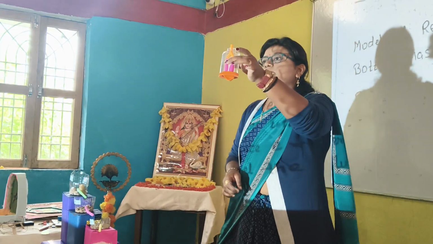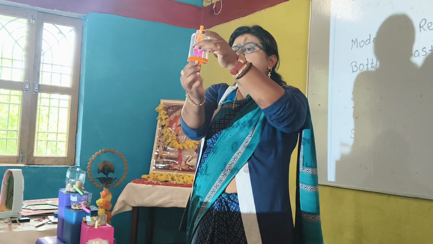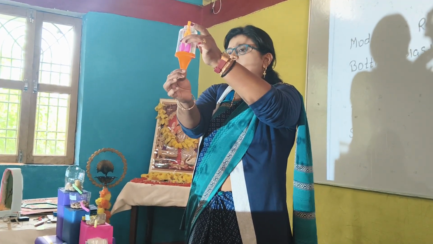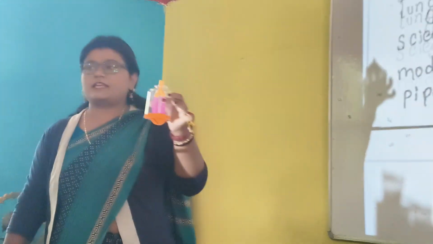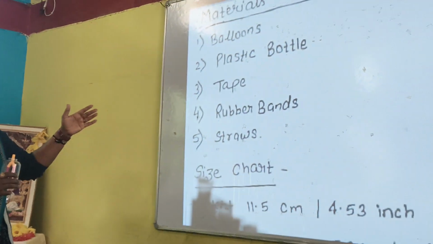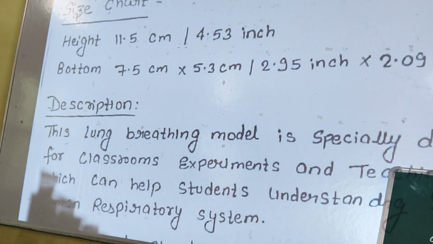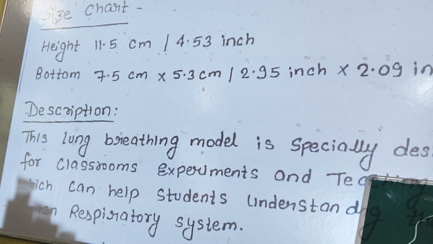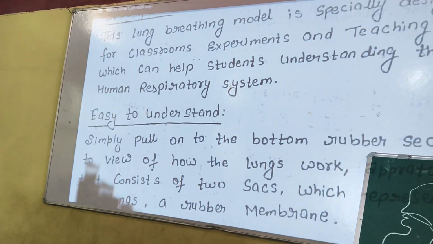This is the process of relaxation and contraction also. When we do inhalation, our lungs are like this, and when we do exhalation, our lungs relax. This is a simple experiment which anyone can do, and our students will do very well in this experiment. The materials are balloons, plastic bottle, tape, rubber band, straw. This lungs breathing model is specially designed for classroom purposes, to help students understand the human respiratory system. It is very easy to understand.